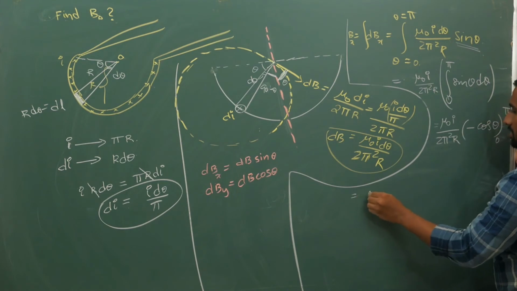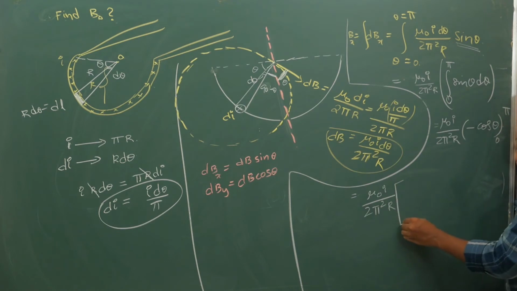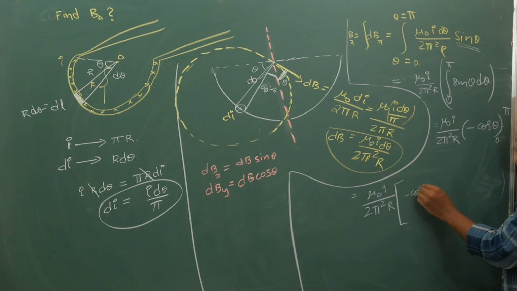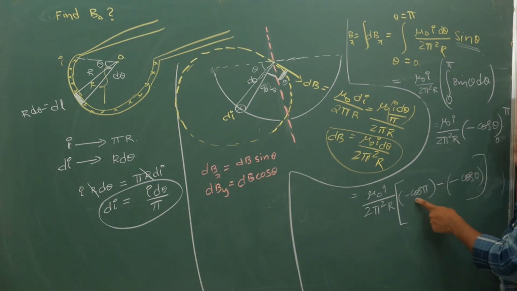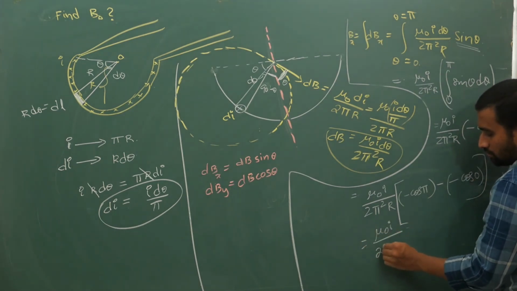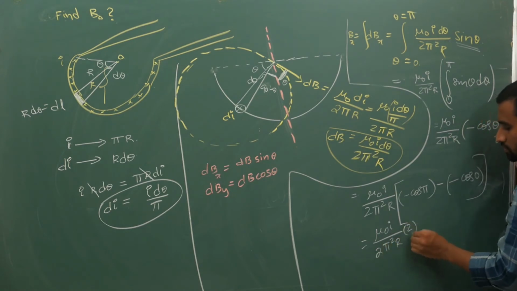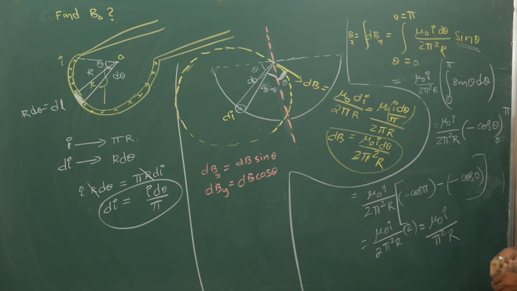So if you simplify, it is going to become mu naught I by 2 pi square r times, okay, you have a minus sign here, so minus of cos pi minus cos of 0. So it is minus of minus 1 minus 1, which is 2. So your answer is mu naught I by 2 pi square r times 2, that is equal to mu naught I by pi square r. Okay, so this is your x component.